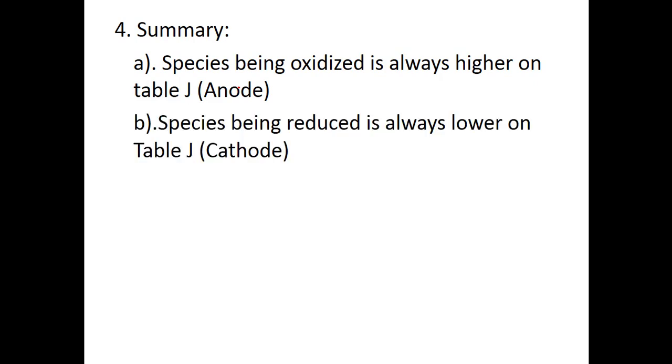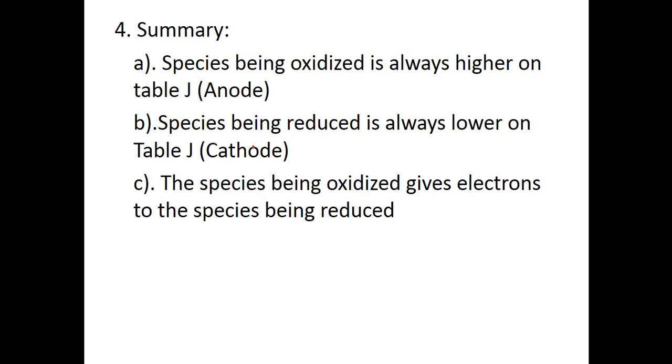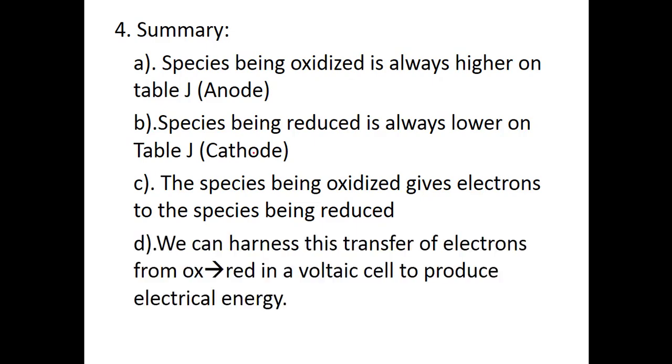Opposite of that, we have the species being reduced, which we call the cathode. Why is it called the cathode? Well, because now it's becoming less positive because it is taking in those electrons. So remember, Leo is positive, so anode. Reduction is negative, so that's the cathode. Third point here is the species being oxidized gives the electrons to the species being reduced. So the oxidized, or the anode, always gives to the cathode, A to C, alphabetical order.